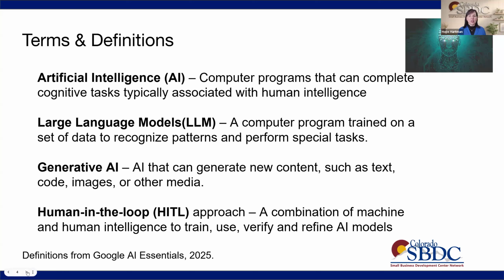And this is where a lot of our small business owners are exploring. And finally, human in the loop. This is a specific approach where it's a combination of machine and human intelligence to train, use, and verify to help refine AI models. I'm a big believer in human in the loop. These definitions are not my own. They are taken from the Google AI Essentials course.